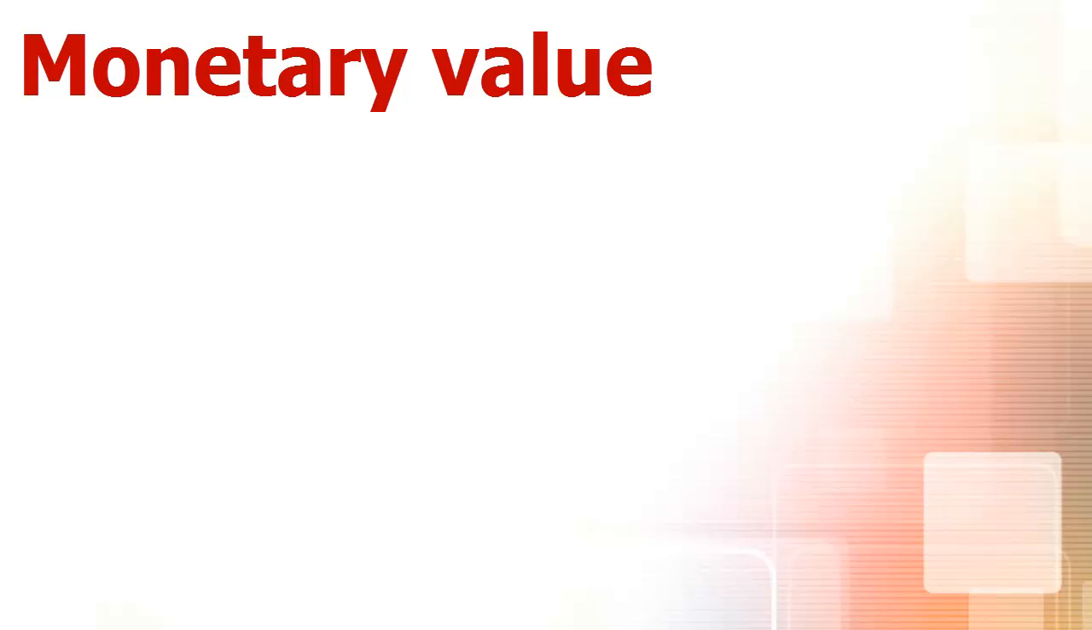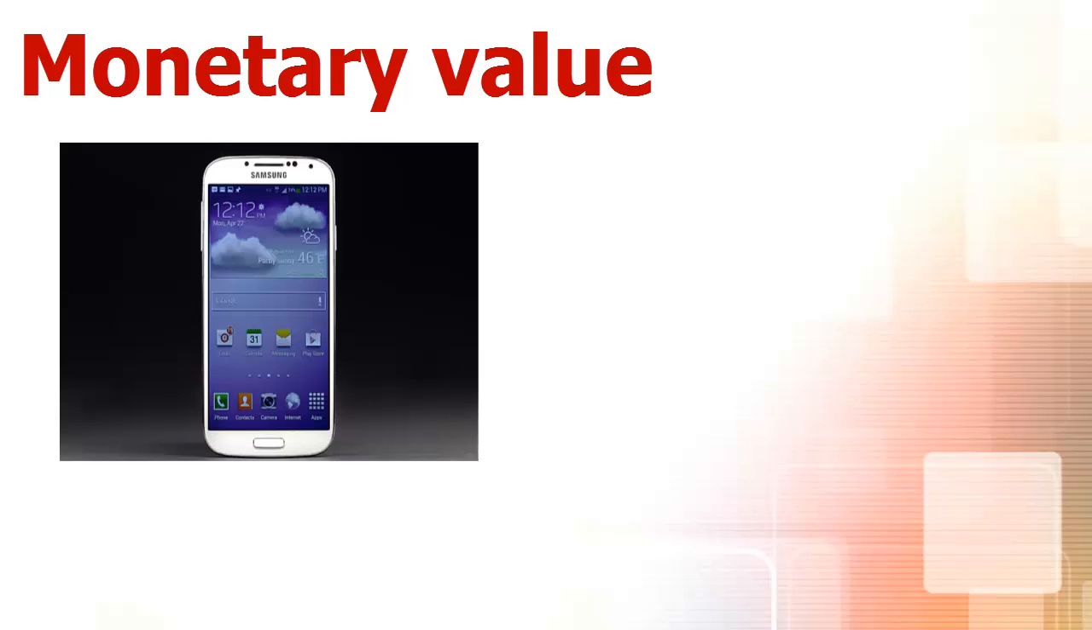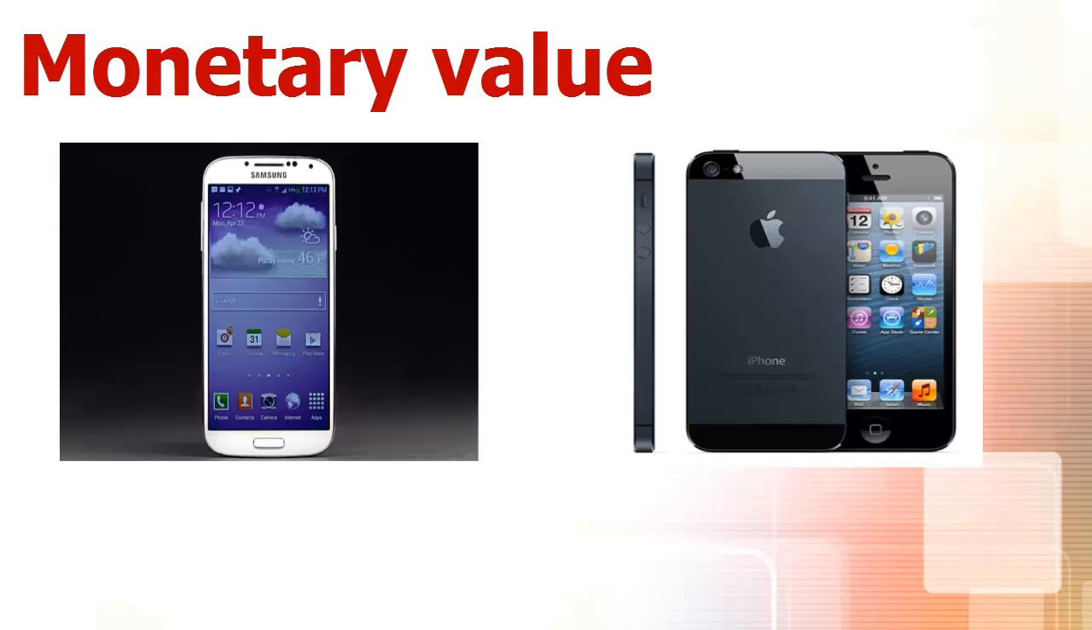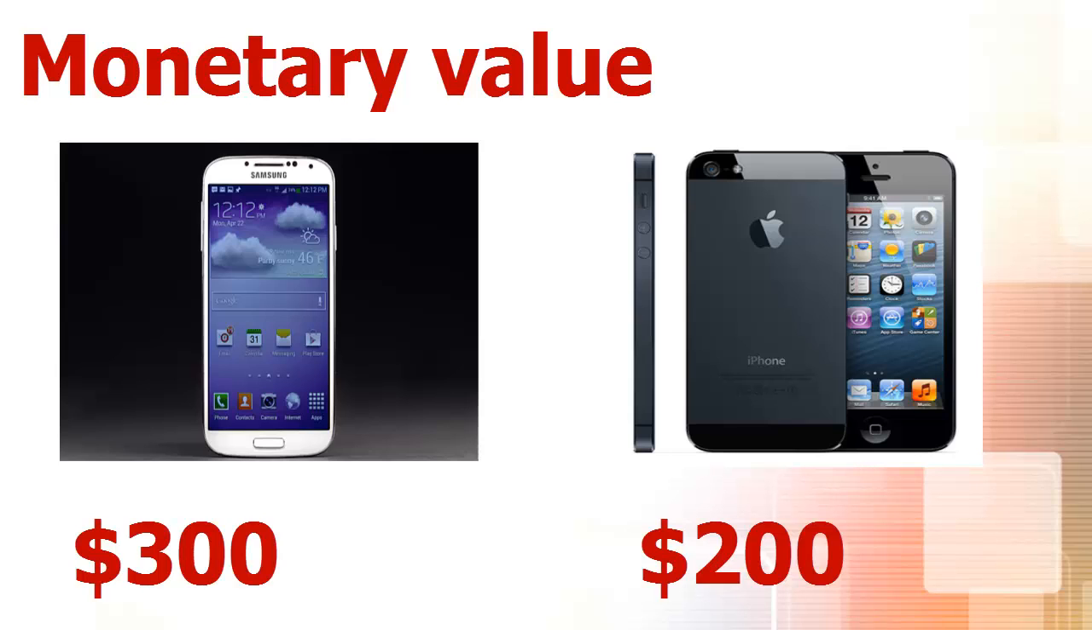For many people, they base on money in order to value their options. For example, I'd like to buy a new Samsung Galaxy, or I could buy a new iPhone, and I know that the Samsung Galaxy will cost me about $300 and the iPhone would cost me $200. So when I base on the money value, of course I would want to buy the iPhone. Therefore, the Samsung Galaxy will be my opportunity cost.